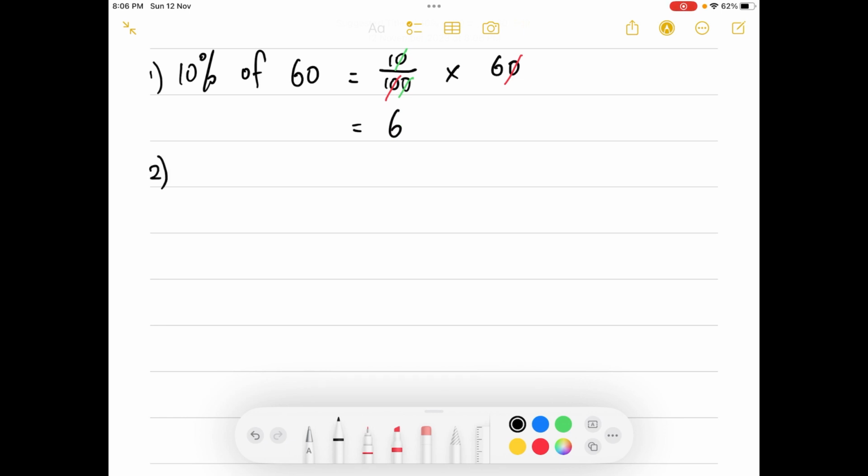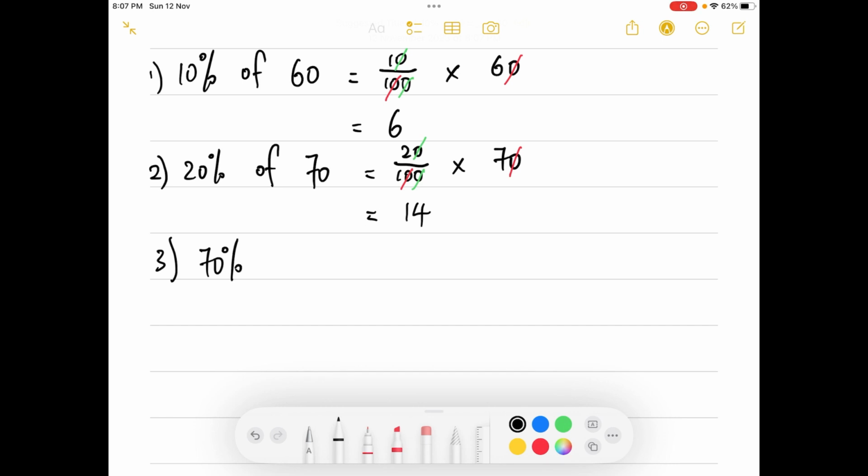Number 2, how about 20% of 70? Same thing, 20%, 20 over 100, of you have your times 70. So same thing, on top below you can cancel 0 and 0. Diagonally you can cancel 0 and 0. Answer you're left with 2 times 7, which is 14. Next, how about 70% of 80? What will you get?